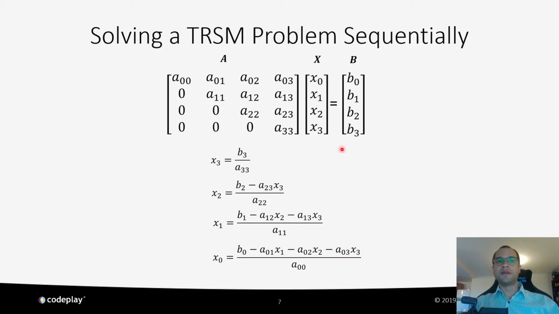As you can see, the solution to x2 depends on x3. The same is true for x1, which depends on x2, and x0 depends on x1. So, in the end, this is an inherently sequential algorithm. This algorithm is called the back-substitution algorithm.